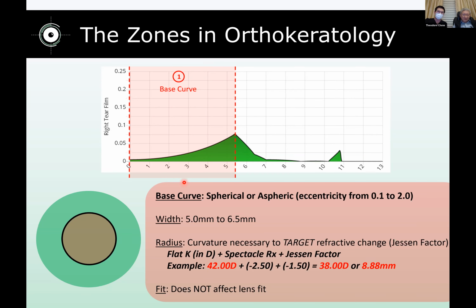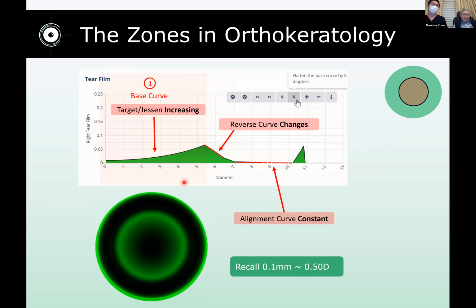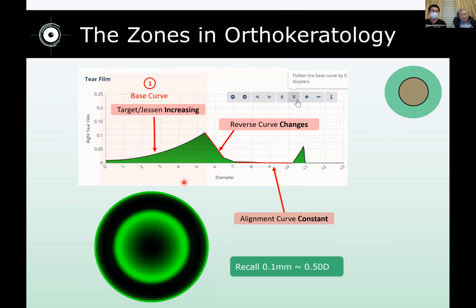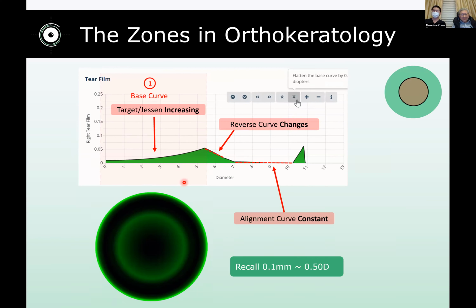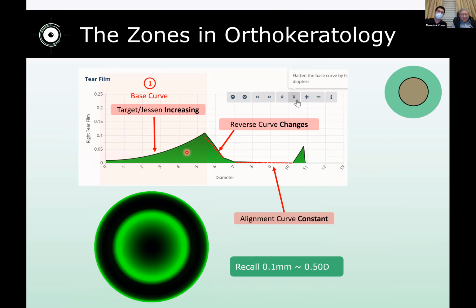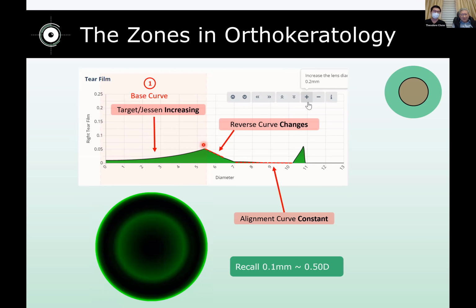We'll talk about why we use aspherics in a little bit. In contrast to standard geometry lenses, where if you want to change the fit of the lens, we use the base curve, steepening or flattening it, base curve changes do not affect the fit of the lens in ortho-K lenses. That's because the reverse curve is responsible for maintaining the sagittal relationship between the contact lens and the cornea. So as you can see here, the base curve is certainly getting flatter, whether through a flatter radius with a spherical Jessen factor, or through the eccentricity going up. The reverse curve will naturally steepen. It'll get steeper and steeper to allow for the correct sagittal fitting relationship between the lens and the eye.